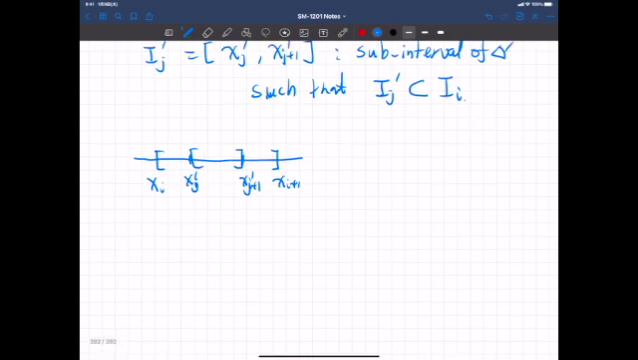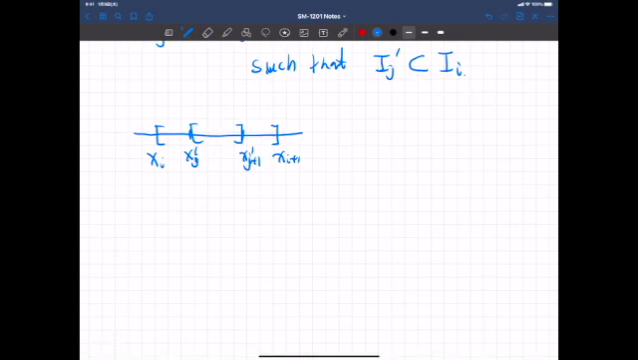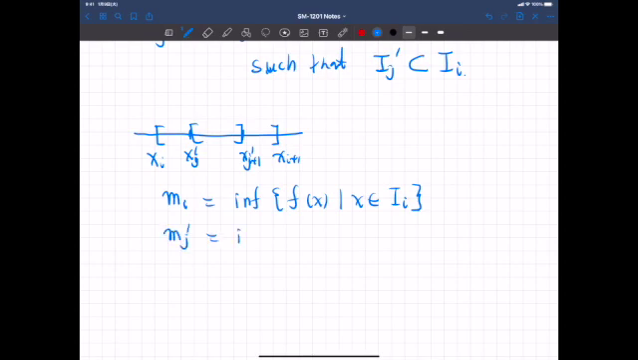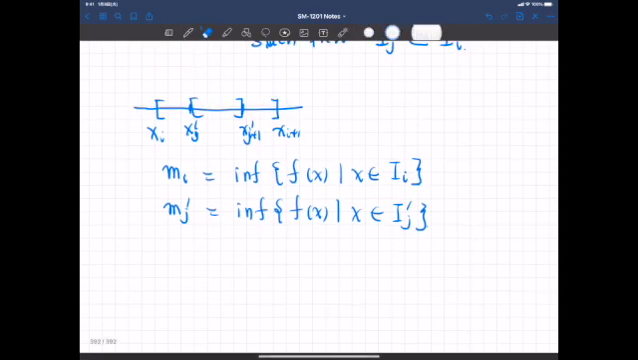and let's see, then define mi as the infimum of the values of f of x, where x is in this subinterval, and mj prime is defined to be the infimum of the values of f of x, where x is within the subinterval ij prime. Okay, and we should see that this mi is less than or equal to mj prime.